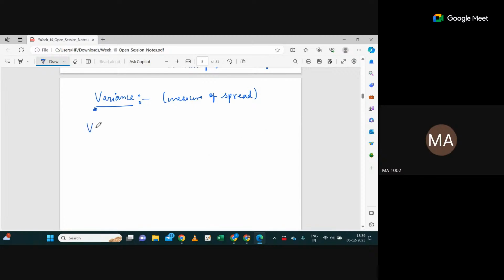Basically, the variance of any random variable is defined as nothing but the expected value of the random variable minus mu, whole square. What is mu? Mu is nothing but the expectation of your random variable.